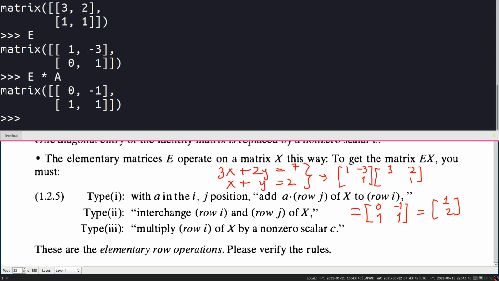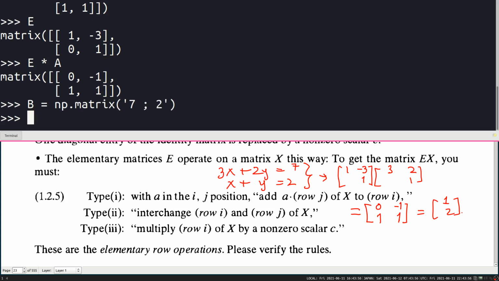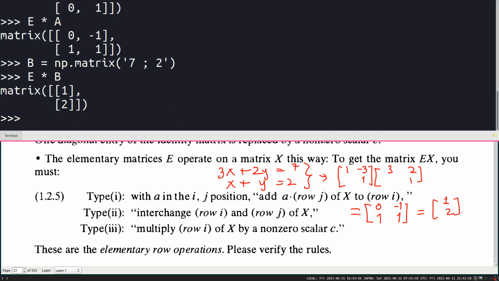And then let's call B equal to np.matrix [7, 2]. Okay, and then E times B. Yay, I got it right. Okay, that's the idea.